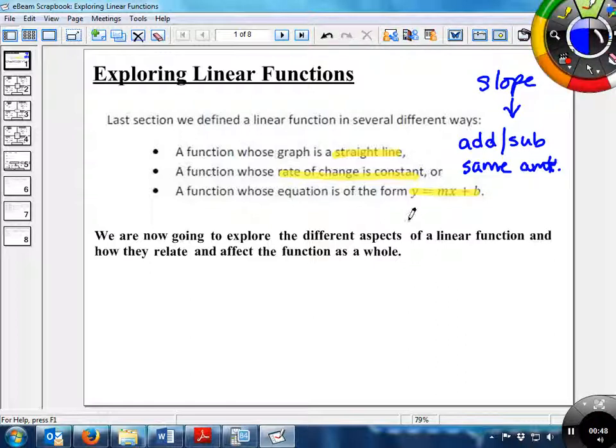This is called the slope-intercept form of the equation. It's a very important equation that we're going to use very often. The other form you might see is ax plus by equals c. But right now we're going to focus on the slope-intercept form. So now we're going to explore different aspects of a linear function and how they relate and affect the function as a whole.